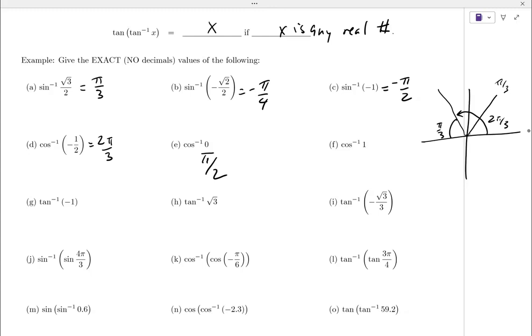Now let's look at part F. What angle has a cosine value equal to 1? 0 does, right? So that one would be 0. 2 pi does, 4 pi does, all of those do. But again, we restricted to 0 to pi. So 0 would be the answer.